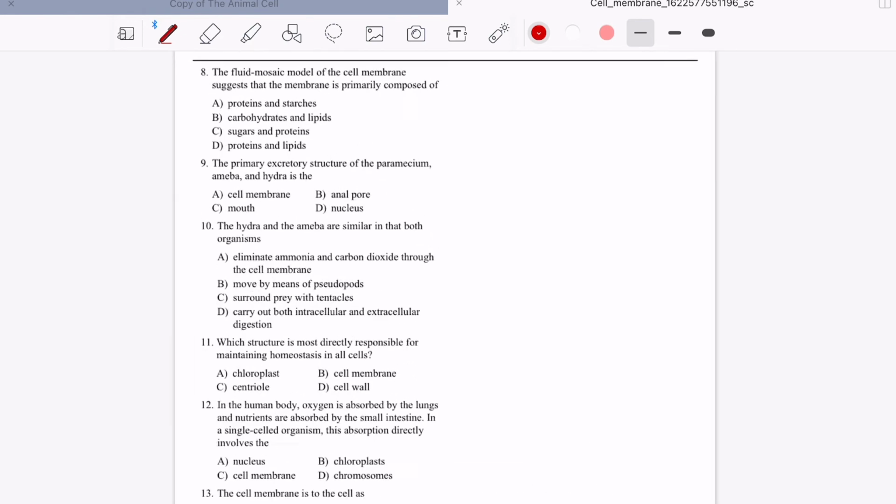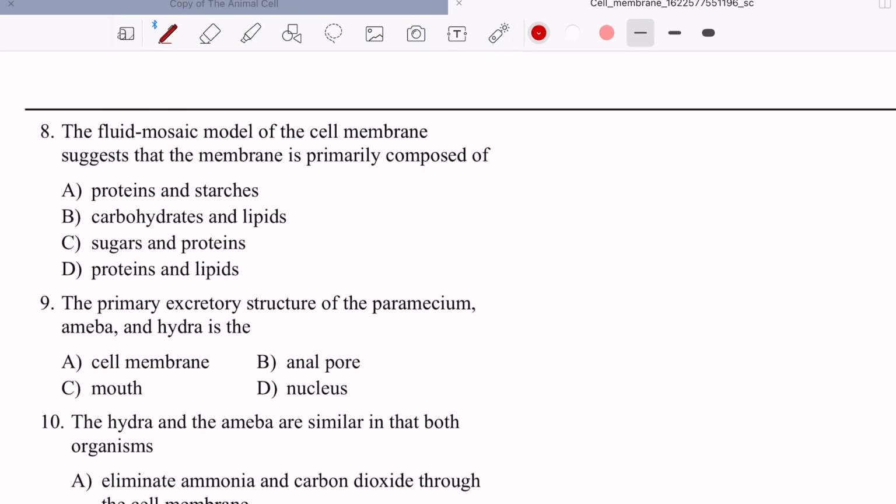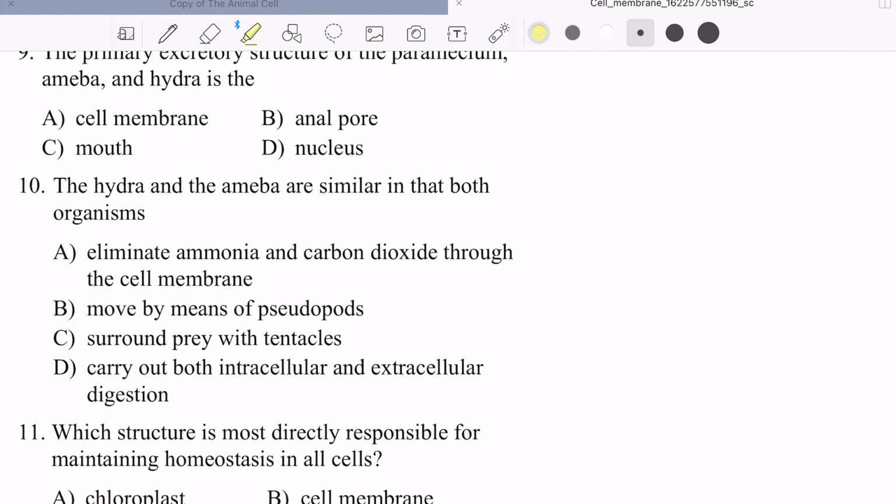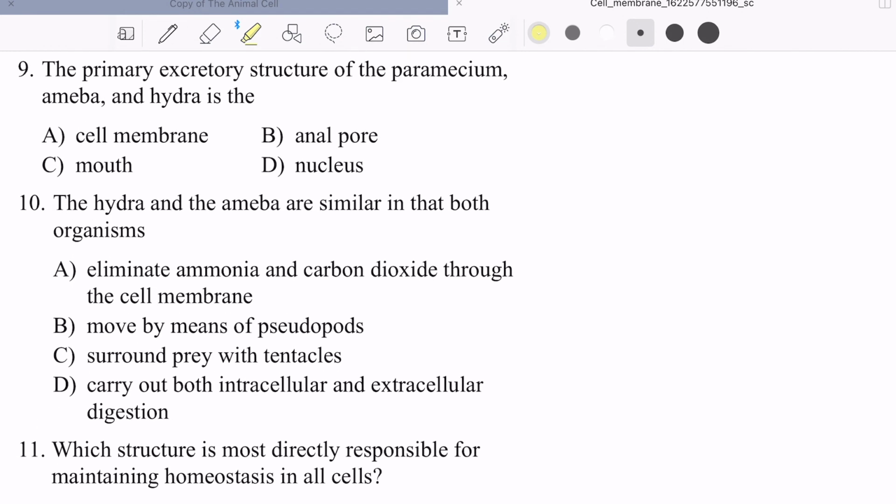Number 8. Let's remember to pause the video. Try the question yourself first. The fluid mosaic model of the cell membrane suggests that the membrane is primarily composed of proteins and lipids. Moving on. You're an expert. Remember that. The primary excretory structure of paramecium, amoeba, and hydra is the cell membrane.